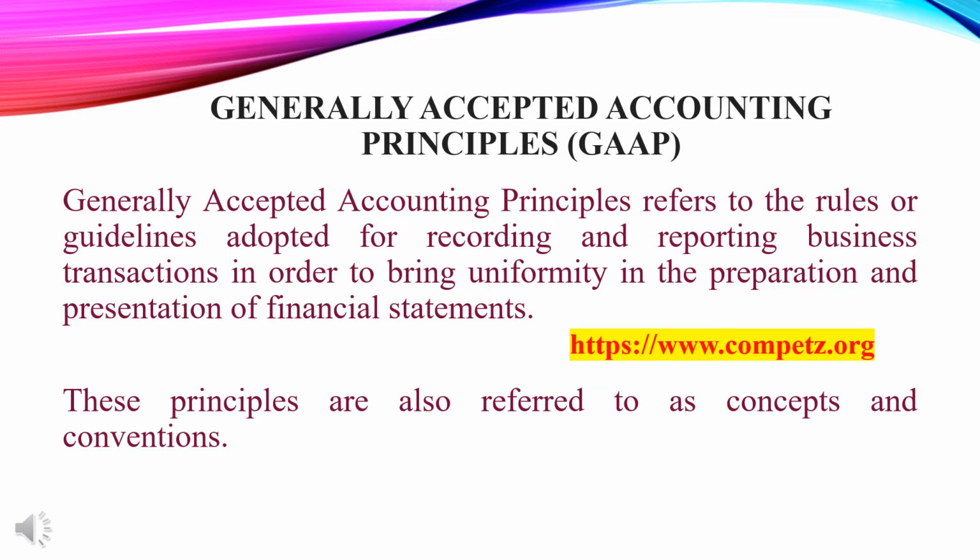In order to maintain uniformity and consistency in accounting records, certain rules, guidelines, regulations, and principles have been developed which are generally accepted by the accounting profession. That's why it's called generally accepted accounting principles. These rules are called by different names such as principles, concepts, conventions, postulates, assumptions, modifying principles and so on.